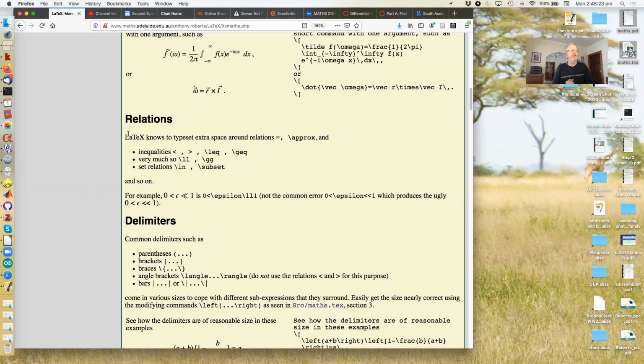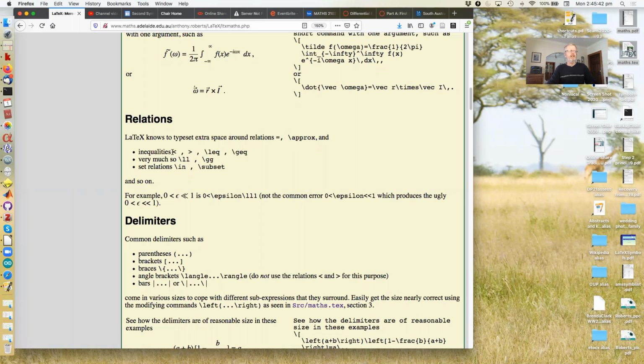LaTeX knows how to typeset extra space around relations, things like equals, \approx. These should always have a little bit of space around them. LaTeX knows that and does it for you, so you don't have to worry about it other than do not muck it up.